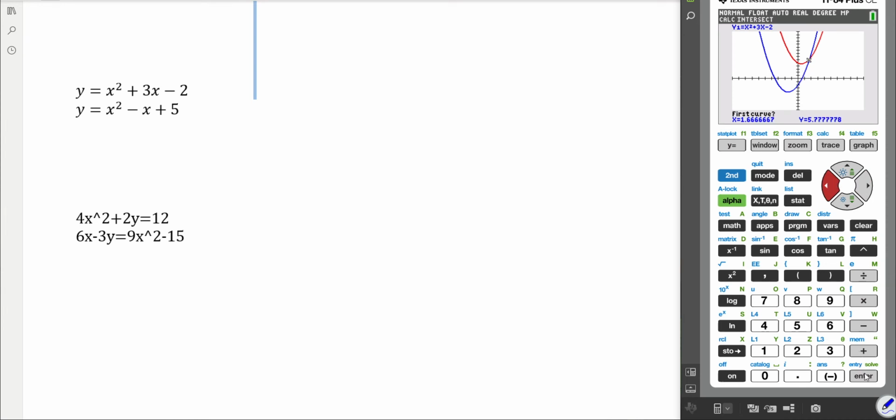by going second function calc, intersect, and guessing roughly that point. So here we have the point 1.75, comma 6.3125. There you go. And because it was an exact answer, I wanted to include all of the decimals.